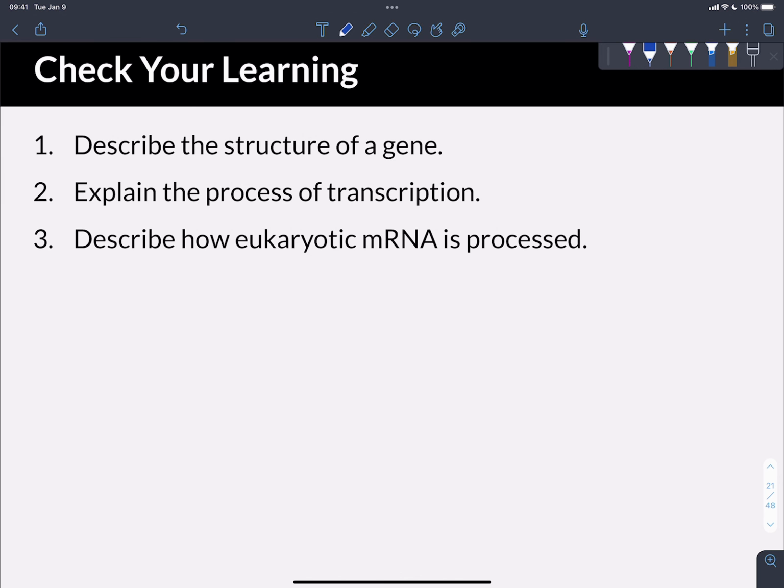As we wrap it up, make sure you can do the following things here at the end. Make sure you can describe the structure of a gene, including the promoter and the transcribed region of that gene. Make sure that you can explain the process of transcription, what happens in initiation, what happens in elongation, what happens in termination. And also make sure that you can describe how eukaryotic mRNA is processed and why those processing steps are required in the production of a functional mRNA transcript inside of a eukaryotic cell.